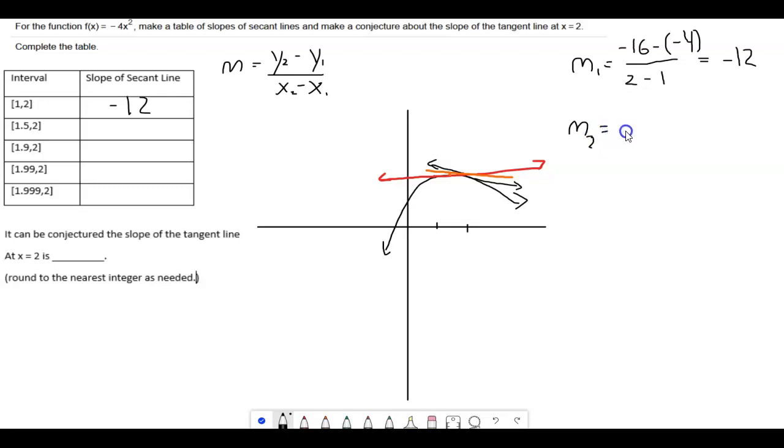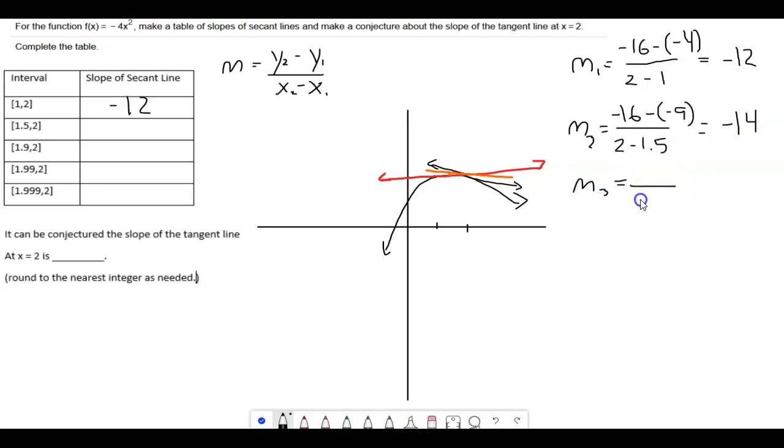For the second point, we'll call that one M2. On the bottom, we're going to have 2 minus 1.5. On the top, we'll still have the negative 16, because that goes with our 2, minus the negative 1.5, and I'm looking at my calculator, corresponds with negative 9. So minus negative 9. If you put this in your calculator, you should get negative 14.